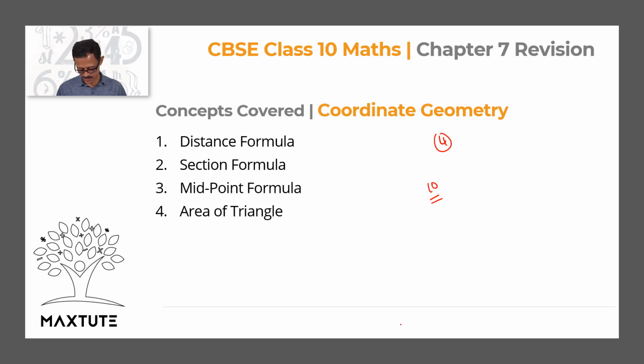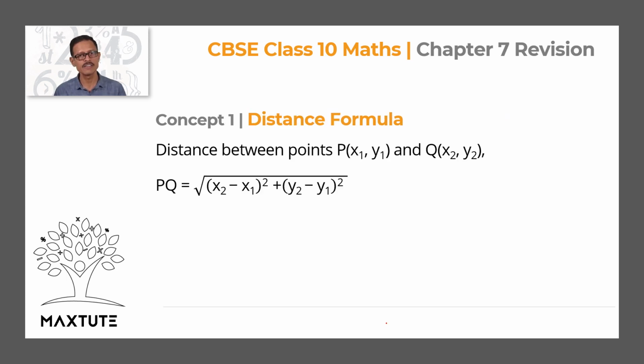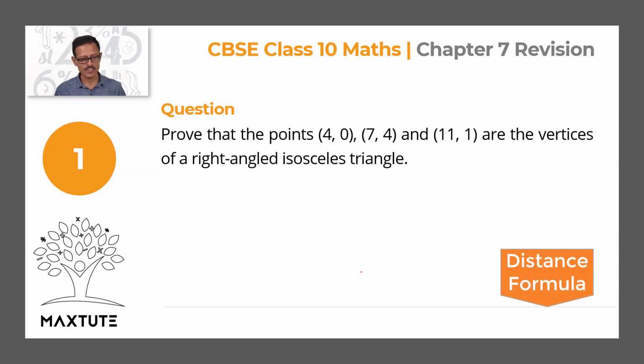Right? Let's get started. We'll start with the first of the concepts, distance between 2 points whose coordinates are x1, y1 and x2, y2. The distance between those 2 points would be square root of x2 minus x1 the whole square plus y2 minus y1 the whole square. Let's consolidate this with a few examples. Start with the first one.